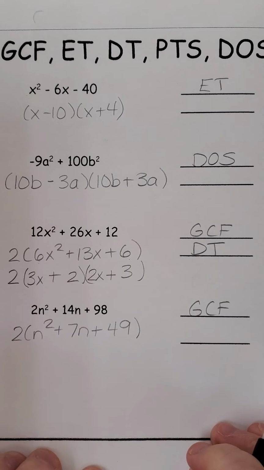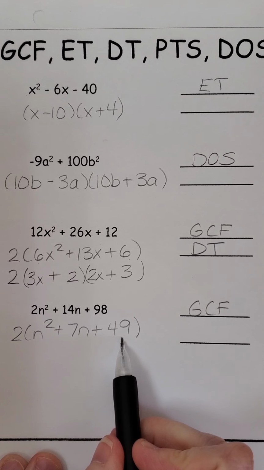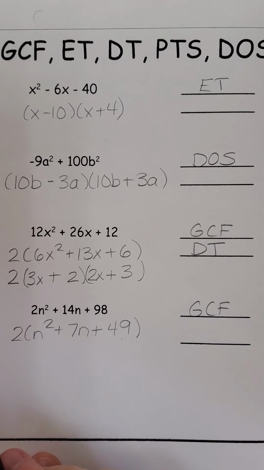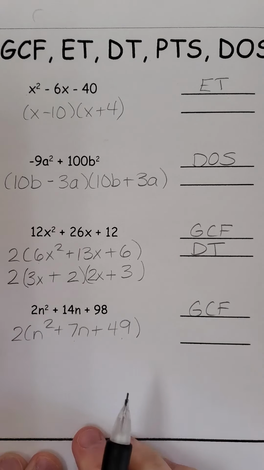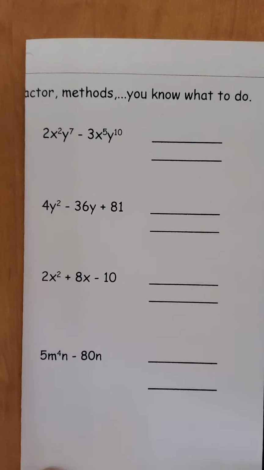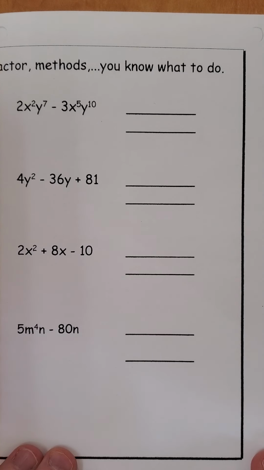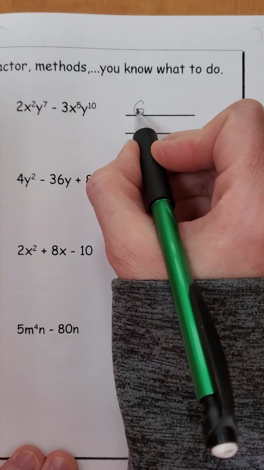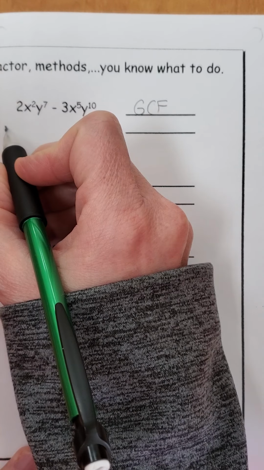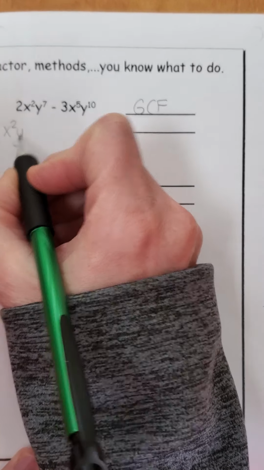So this looks like it could be an ET. What are my factors of 49? 1 and 49 and 7 times 7. Can I make either one of those combinations add up to 7? I cannot. So flipping over to the other side, got a GCF here, x squared y to the 7th.